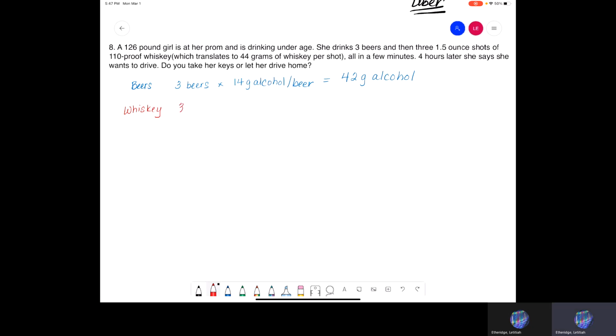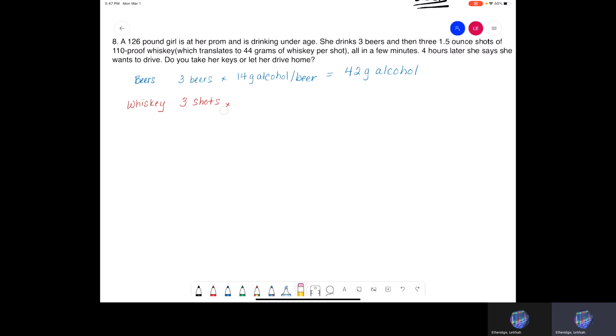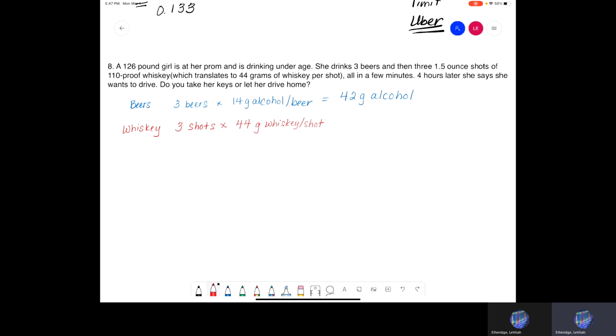So she had 3 shots of whiskey. They each are 44 grams of whiskey per shot. Okay, so let's take our calculator and figure it out. 3 times 44 equals 132 grams of whiskey.